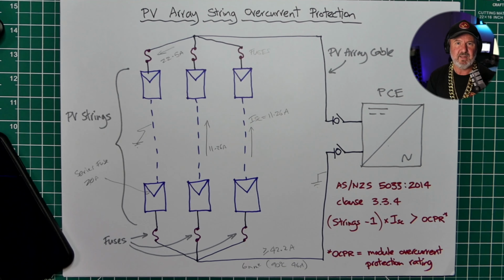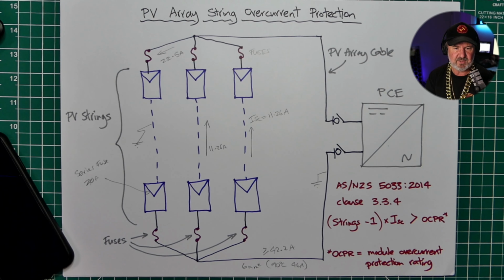So my kind of shortcut for making a decision here is 1 string never needs string overcurrent protection. 2 strings never need string overcurrent protection, because as long as they're the same modules, they're not like some little tiny modules in parallel with the big powerful ones. But when you get to 3 strings, you need to consider it. So don't just automatically do it.